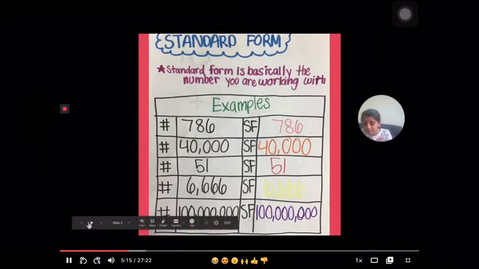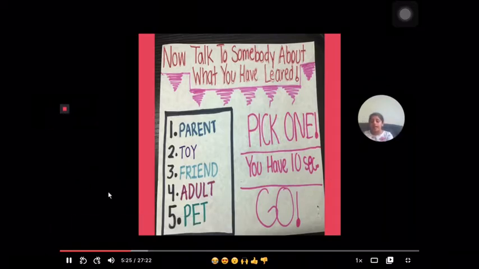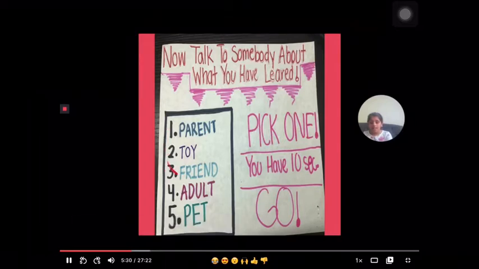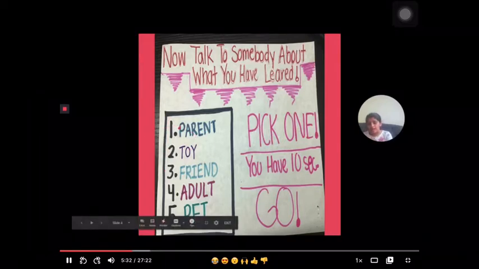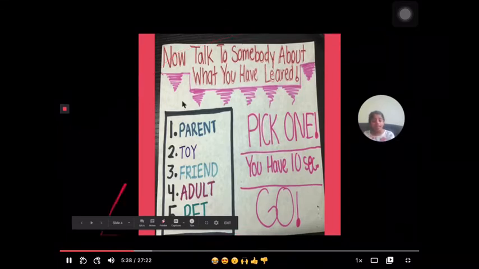So, now, let's go to the next slide. Okay, so now talk to somebody about what you have learned so far. There's a lot of different options you can choose. You can choose a parent. You can choose a toy. You can choose a friend. You can choose an adult that doesn't have to be your parent. You can choose a pet. It's fun talking to a pet.